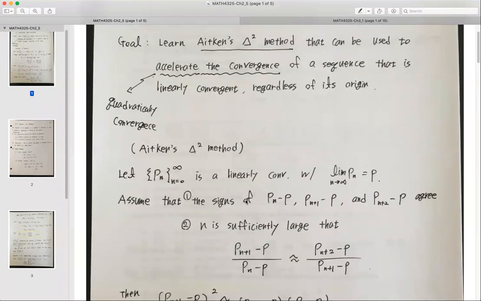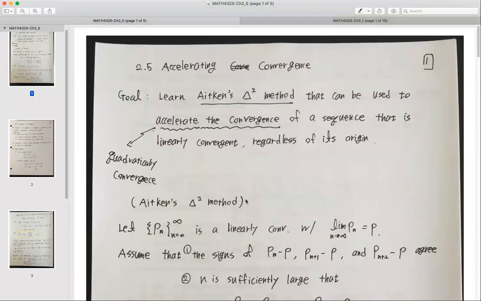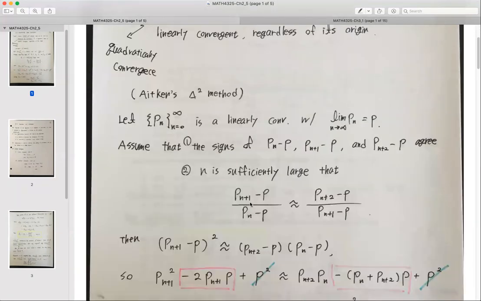First we're going to learn Aitken's delta squared method, and then we're going to combine the fixed point iteration method with Aitken's delta squared method to accelerate the rate of convergence of fixed point iteration, because the rate of convergence of fixed point iteration is linear, right? So we're going to improve the convergence rate of the fixed point iteration method by combining it with the Aitken delta squared method.